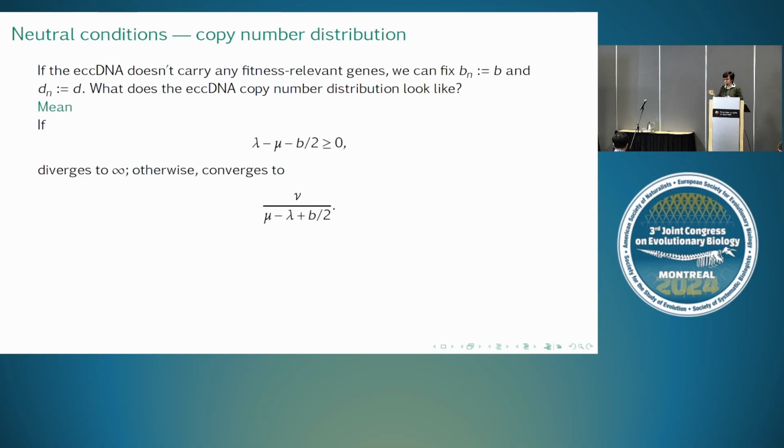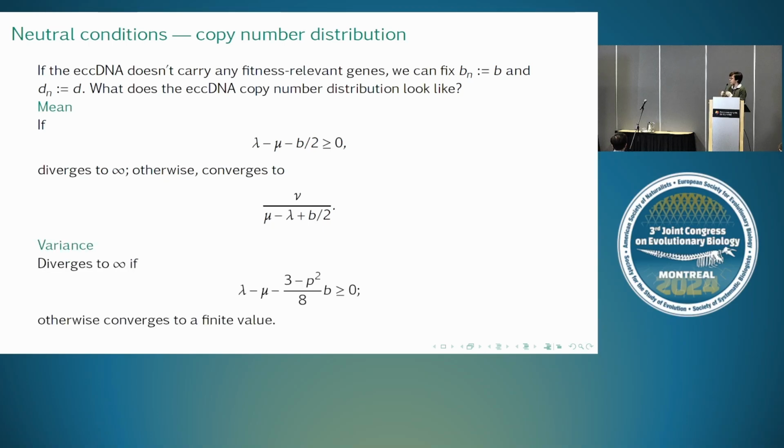And if this critical quantity is negative, then in the long run we expect to go to a finite mean number of ECCDNAs in a cell. And then we can also look at the second central moment, the variance, and it does a very similar thing, but with a slightly more complicated critical expression. When this quantity is non-negative, the variance is increasing without bound. When it's negative, the variance is going to a finite value that won't fit on the slide and isn't particularly edifying anyway.